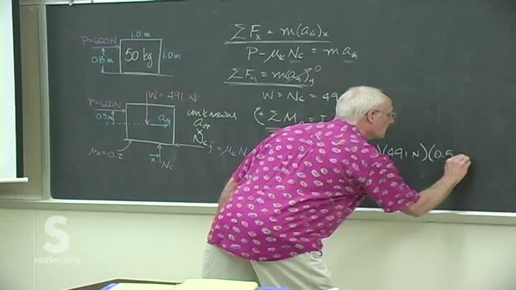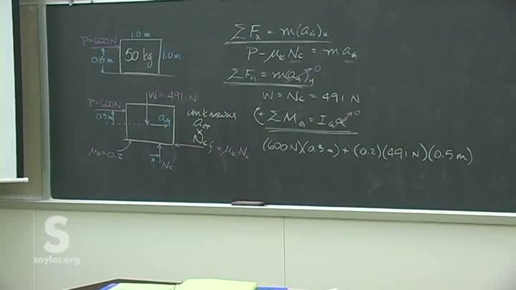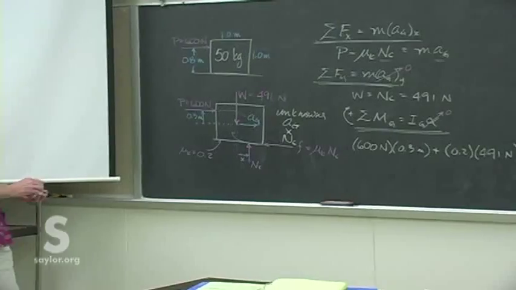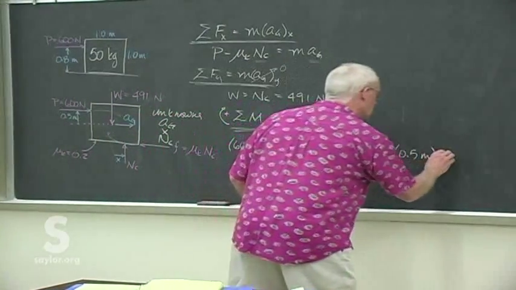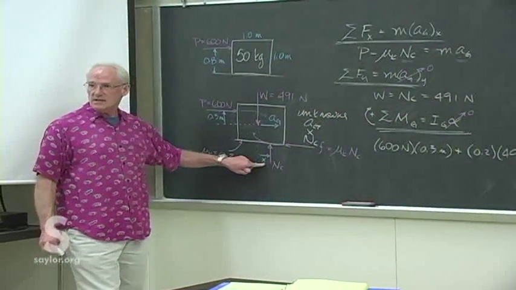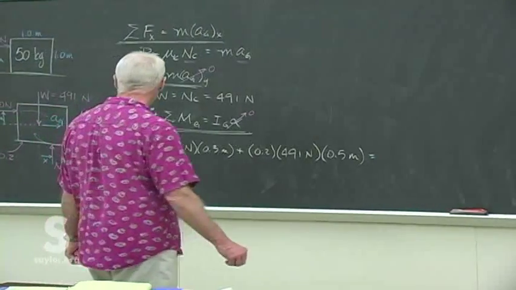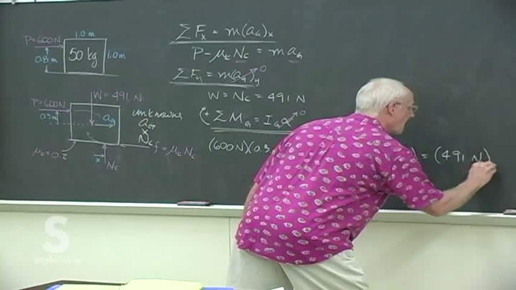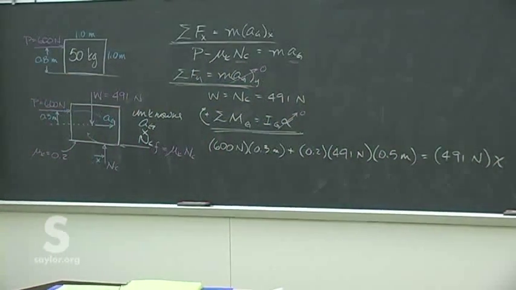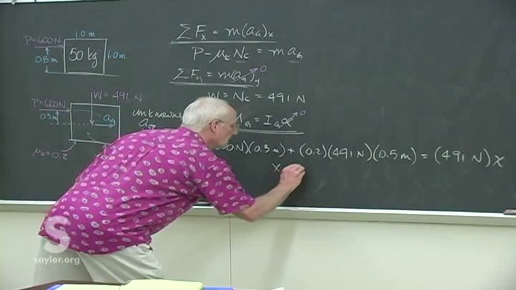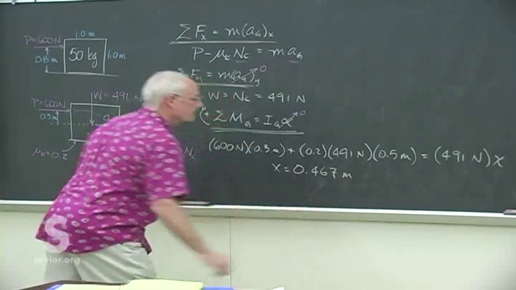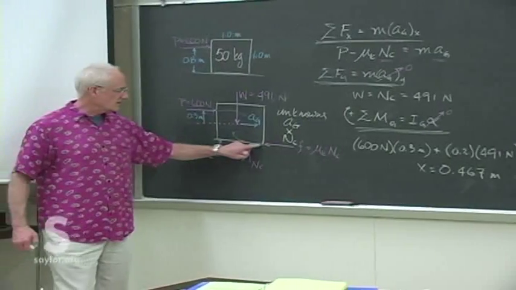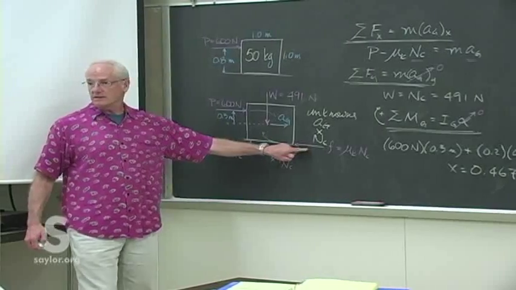John, you're frowning. So those are the two clockwise contributions of moment about G, and then NC is the only one left. It's a counterclockwise moment, and there's our X. We need to find that because we need to check to make sure that it's between 0 and 0.5, which actually confirms that we're not tipping. So X times NC, which is 491, and you can get X right from that as 0.467 meters, which confirms that it's not tipping because that's less than the 0.5, so it's out here somewhere. It can't go beyond the edge of the box.